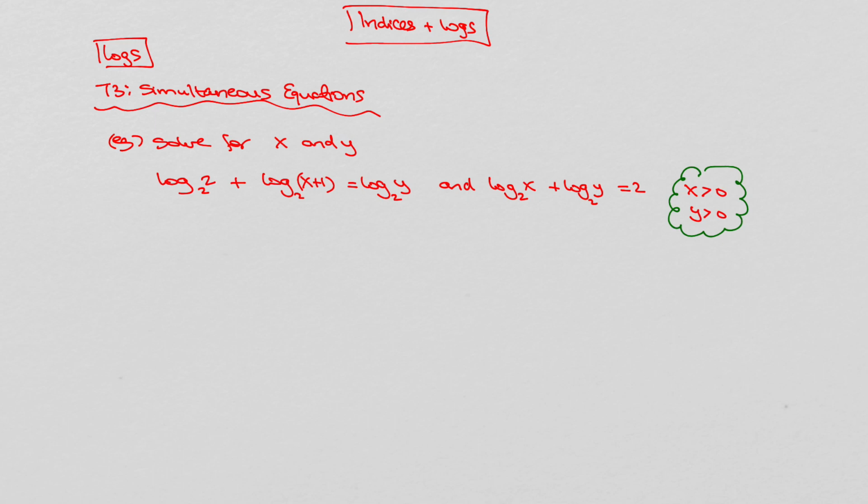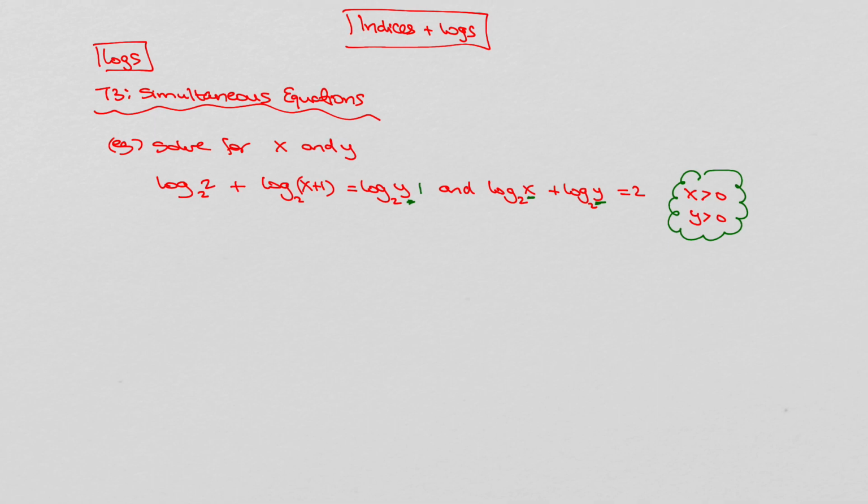And of course, if we look at both of those equations, we have a log y. So that means if y is not greater than 0, we're going to get undefined. And same with the second equation, we have a log of x and a log of y. So again, if x and y is not greater than 0, we will get undefined. So like any simultaneous equation, we're going to start by numbering the equations. I'm going to call the first one equation 1 and the second one equation 2.